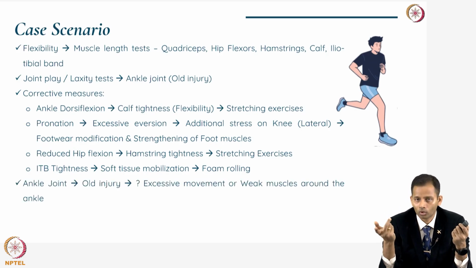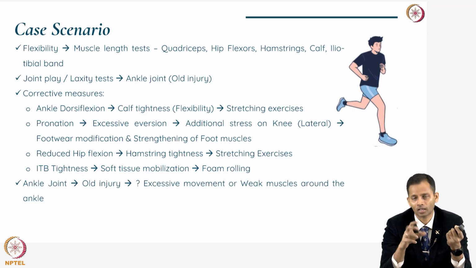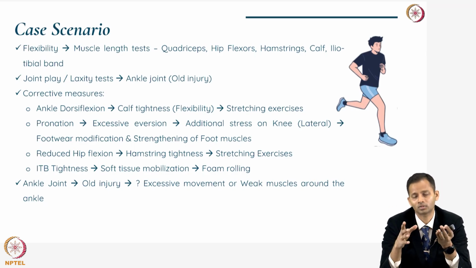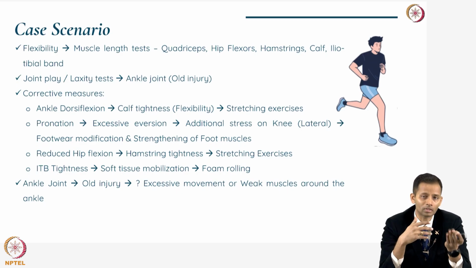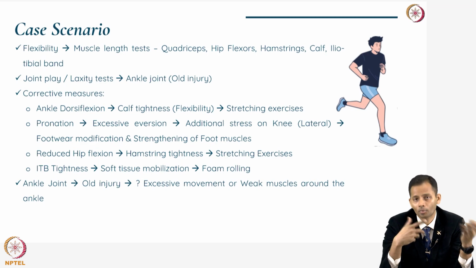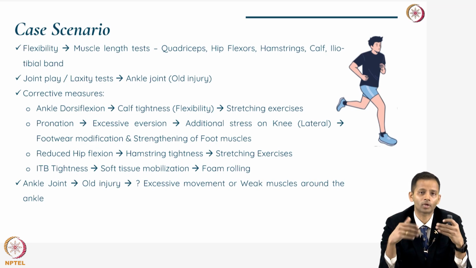Ankle joint, old injury, as we had been discussing, there may be excessive movement as well. So again, joint play will give you an idea how much mobility is available at the accessory motions at the ankle joint, plus the muscles around the ankle joint which cause the eversion, inversion, dorsiflexion and plantar flexion may also be weak because of the injury. So if the individual has not been properly rehabilitated, it is a time to focus on it and try to strengthen these muscles.